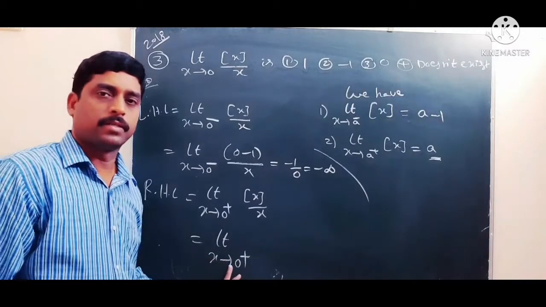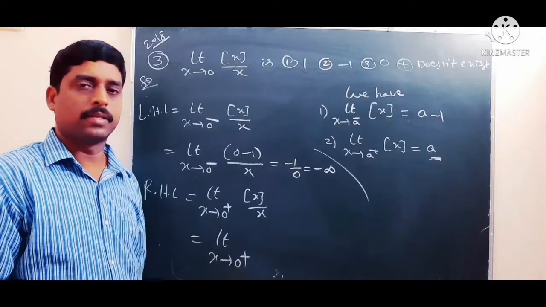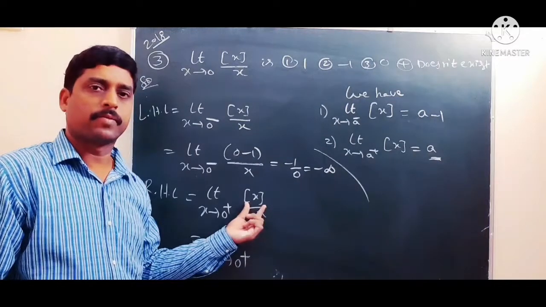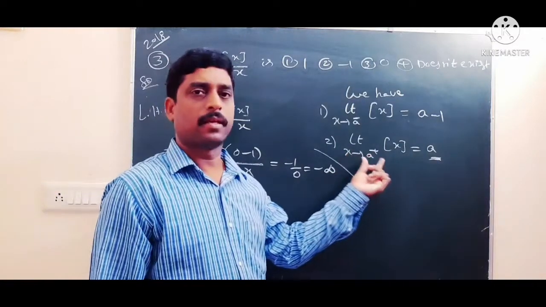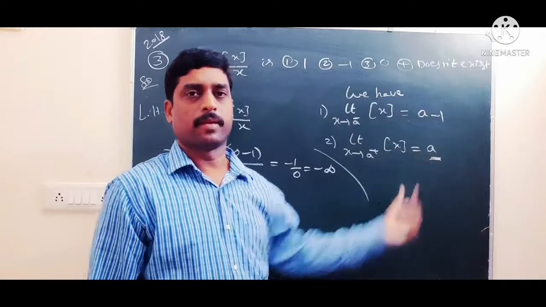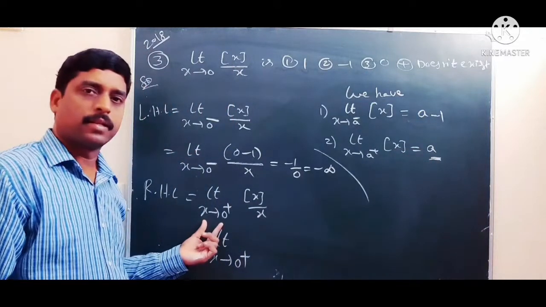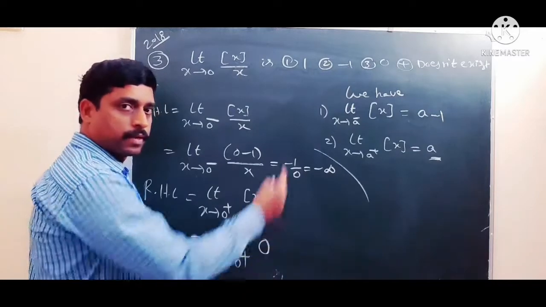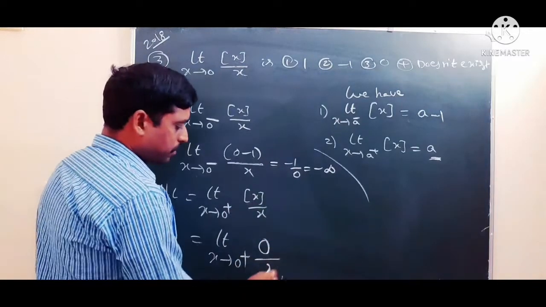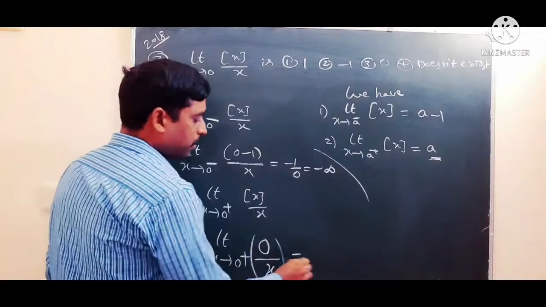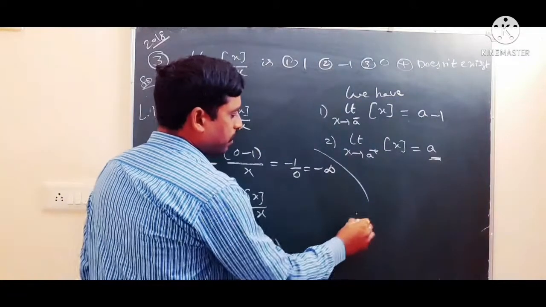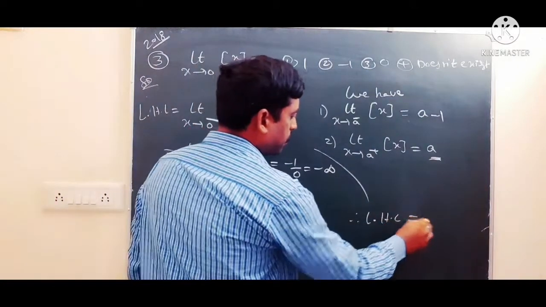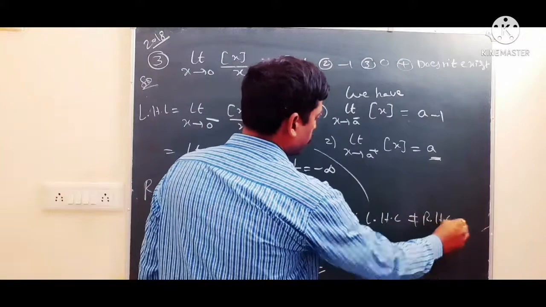If x is greater than 0, then the integral part of x value is a if x is greater than a. If x is greater than 0, the integral part of x value is 0. Where the numerator is 0, 0 by x. So 0 by anything is 0. Therefore, the left hand limit and right hand limit both are different.